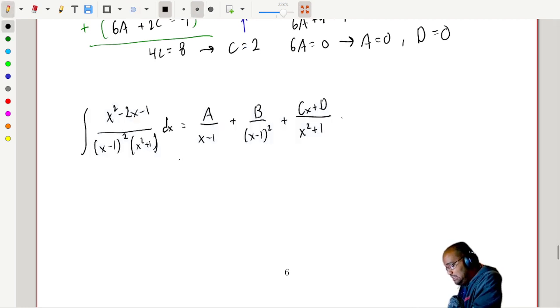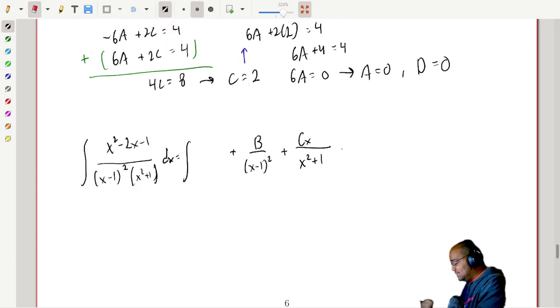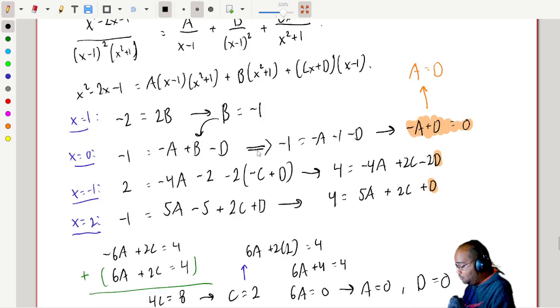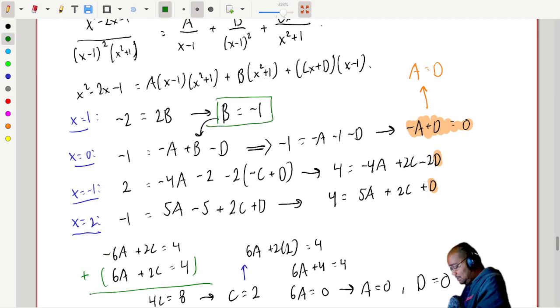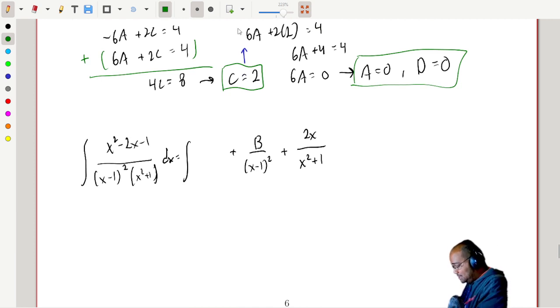This guy, dx, is equal to the integral of, well, A is 0, so that's gone. D is 0, so that's gone. Okay, C is equal to, and what do we say C was? C was 2, 2x. And B was, wow, B was all the way up there, right? B is equal to minus 1. We got C is equal to 2. A is 0. D is 0. Man, what a lot of work.